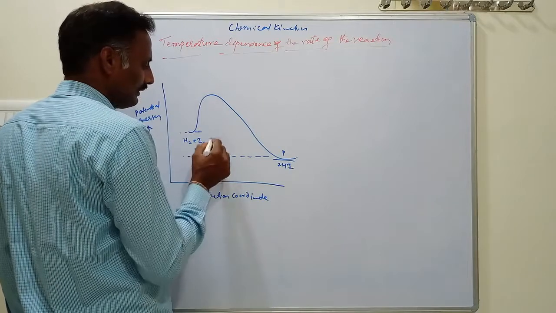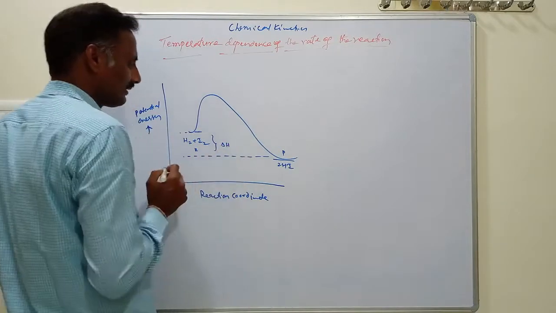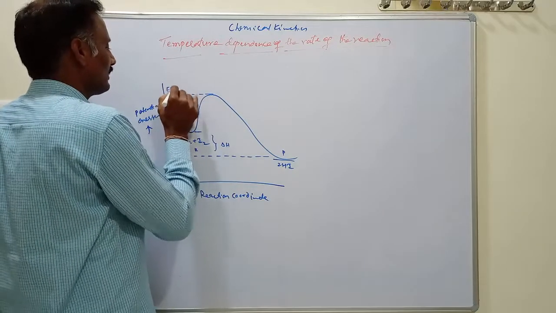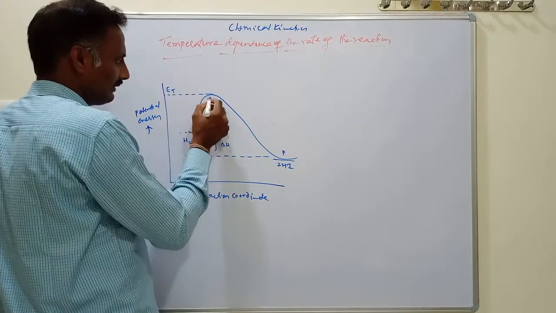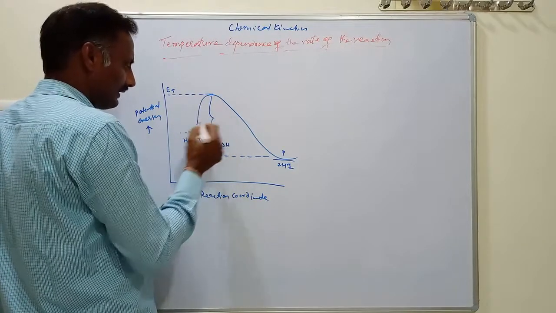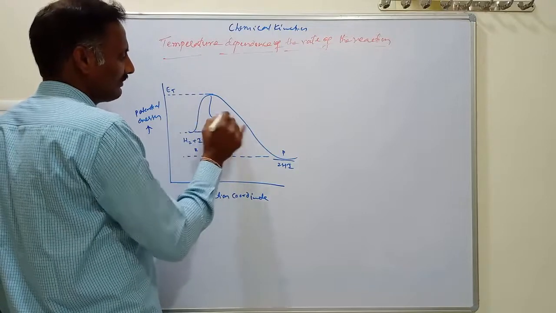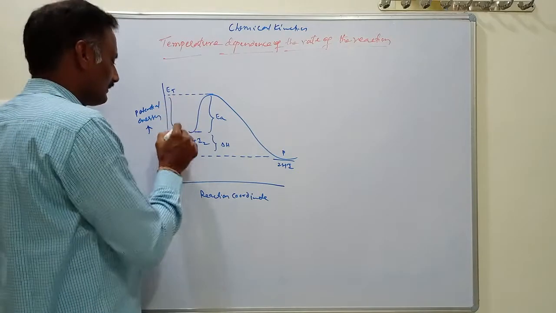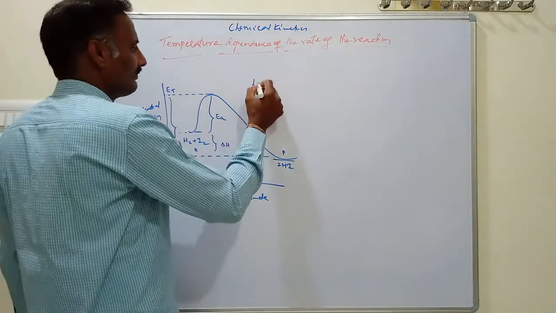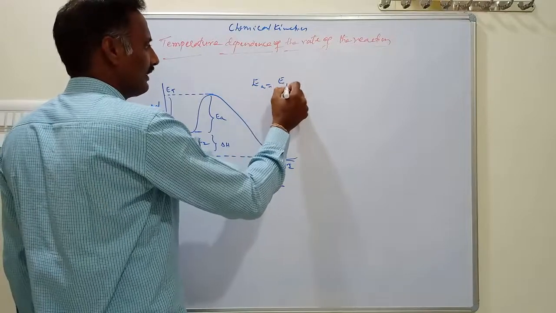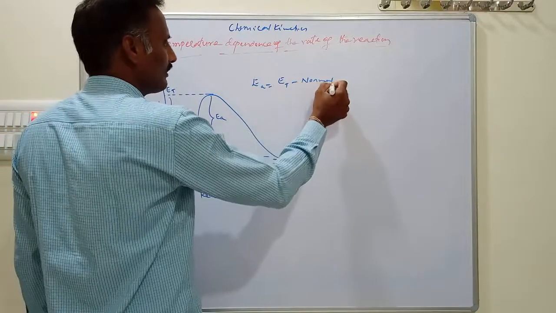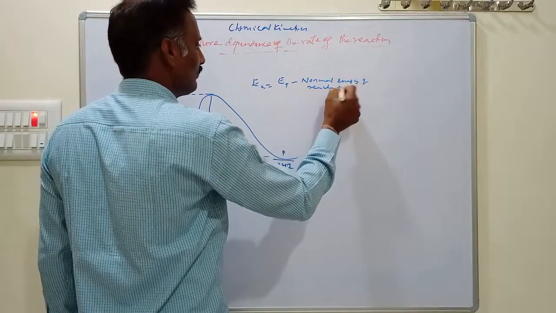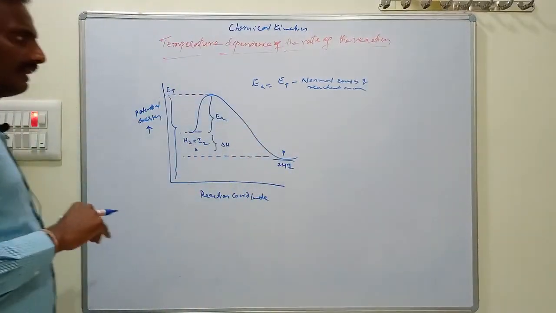This is delta H, the change in enthalpy, and this is called the threshold energy. This gap is called the energy of activation. And this here to here is called the threshold energy. Energy of activation is equal to threshold energy minus the normal energy of reactant molecules, and that gives the energy of activation.